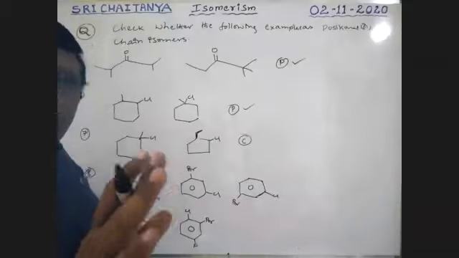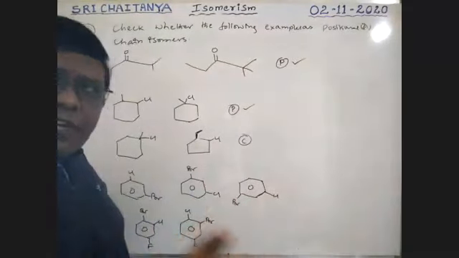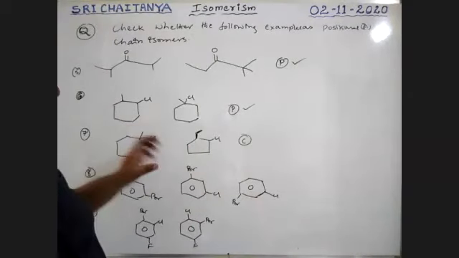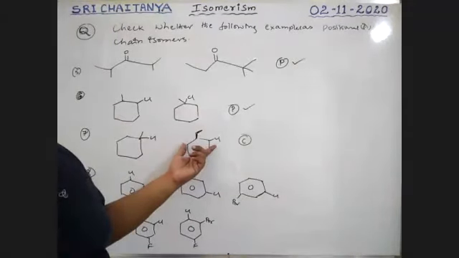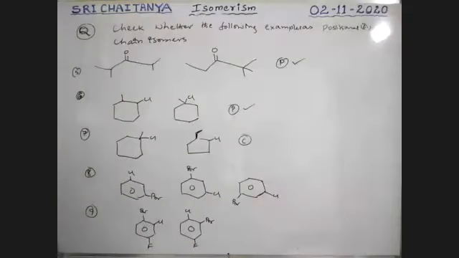Is this chain or position? I will explain, please wait. First of all, it is chain. Here a 6-member ring, here a 5-member ring. So only chain isomerism. So the longest chain is different. Next, what about this?